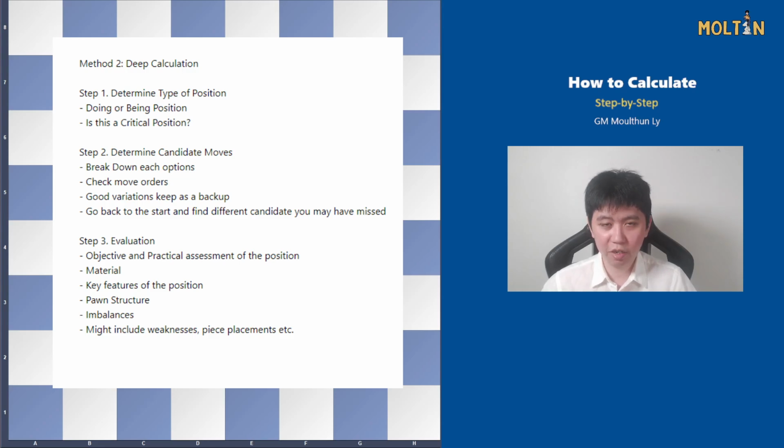And the last step is again evaluation. This is very, very important, especially when it comes to deep calculation, because it requires you to be very good with your visualization. The moves are quite deep into the analysis, so you want to be really good with this aspect. Often a lot of people may get the calculation right, but they misevaluate the final position, and that leads to them not playing the move which may have won them the game. So you definitely want to get good at this aspect of the game.